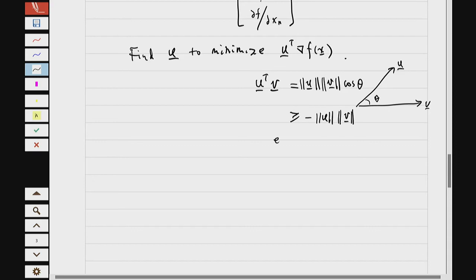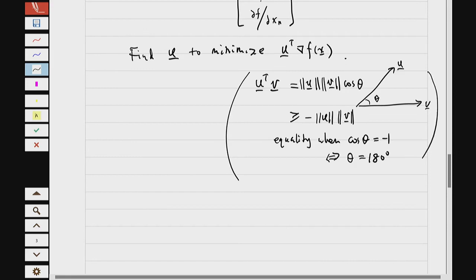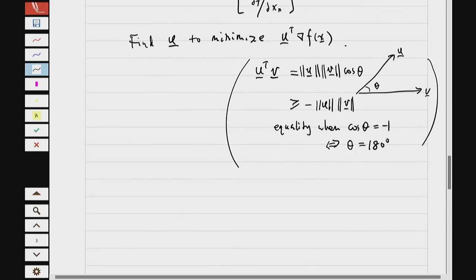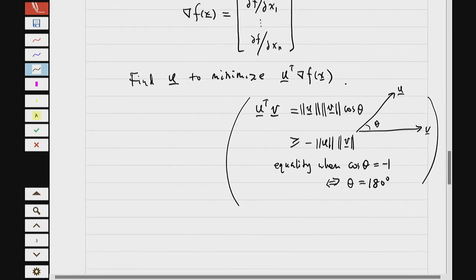And then equality holds when cosine theta is negative 1. In other words, theta is 180 degrees. Cosine is always between minus 1 and 1. So if you can get to 180 degrees, to minus 1, then you have the minimum of the inner product. In a way, you can also think of the inner product as representing the correlation between the two vectors. If the angle is 0, they are overlapping, so the correlation is highest. And the correlation is minimum when they are in opposite directions.